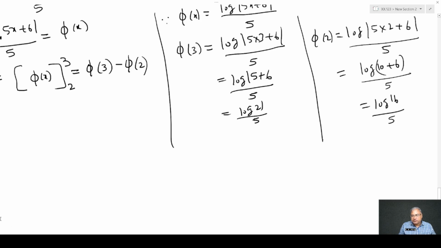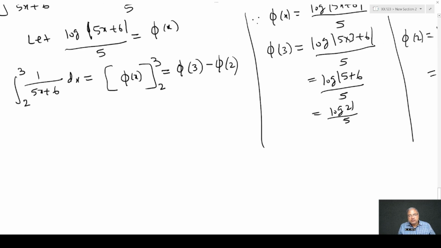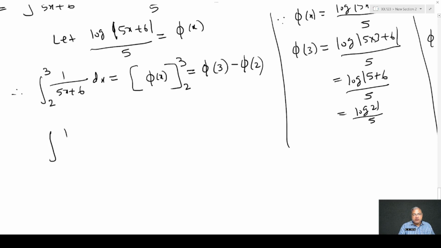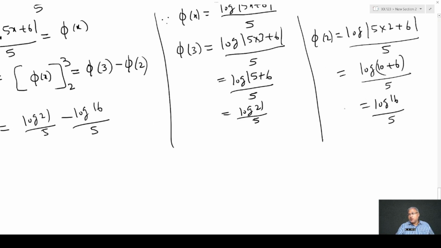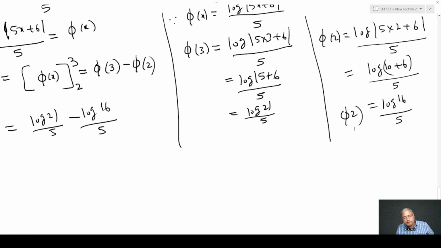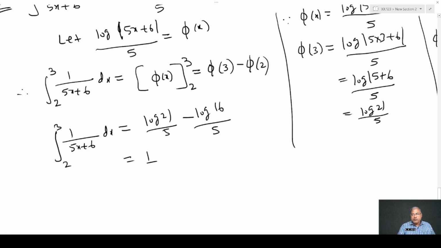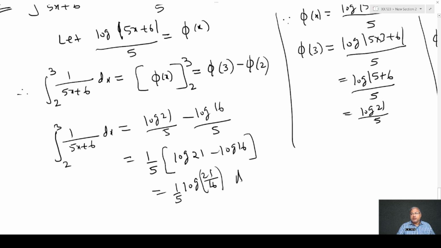Therefore, integration of 1 upon 5x plus 6 for limits 2 to 3 with respect to x equals to log 21 upon 5 minus log 16 upon 5. You see, phi of 2 is equals to log 16 upon 5. Now 1 upon 5 is taken common. So log 21 minus log 16 equals to log 21 upon 16. 1 upon 5 into log of 21 upon 16 is required solution.